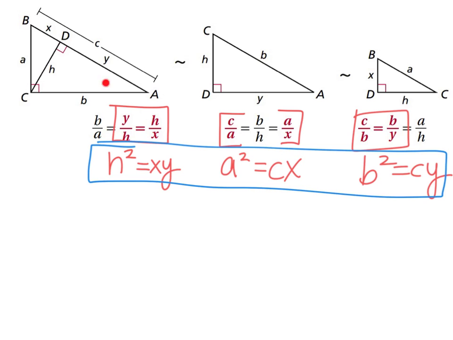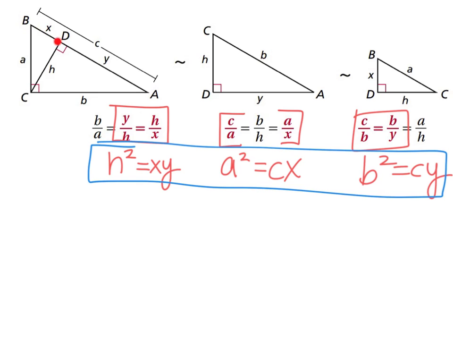We're going to look at the big triangle every time. H squared equals X times Y. So H squared, the altitude squared, equals X times Y. That means you take the length of the hypotenuse, and it's each piece that makes that up. So X times Y equals H squared. The next one, A squared, so that's the short leg squared, equals X times C.